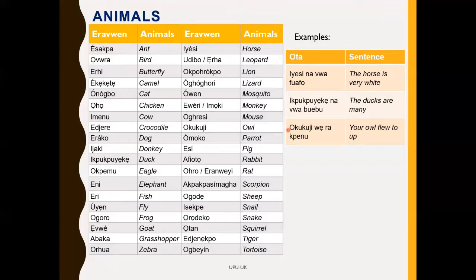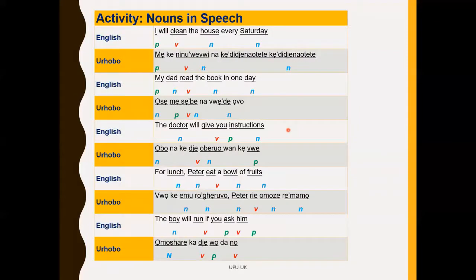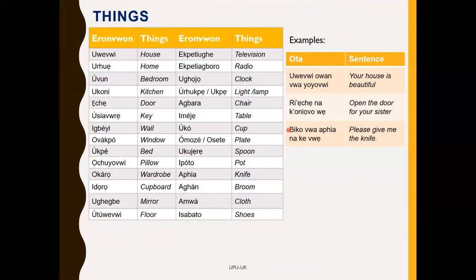Okay, so let's move on to the last set of noun words. The next noun word is about things. So here are some examples of things you will see in and around the house. Again, I will say the Urhobo, and you can see the English translation to the right hand side. Unwemi, house. Urwe, home. Uvu, bedroom. Ukoni, kitchen. Eke, door. Usabre, key. Igbein, wall.